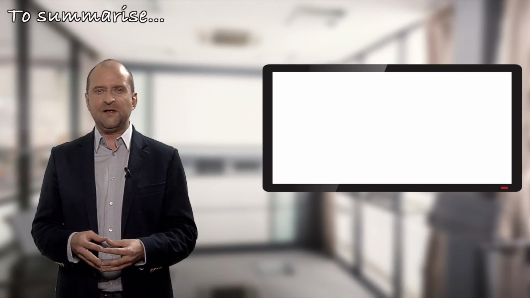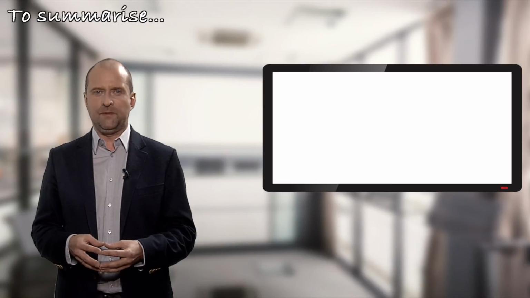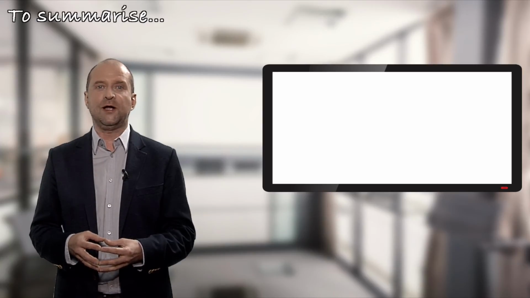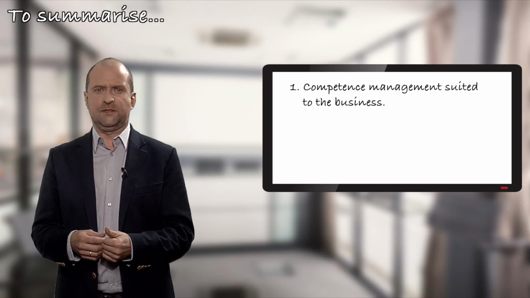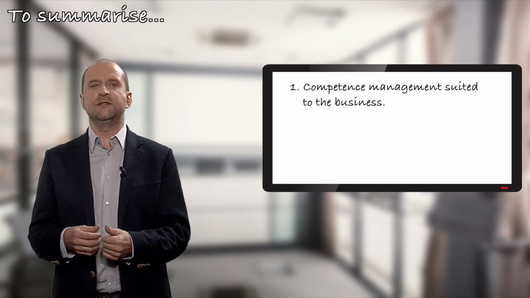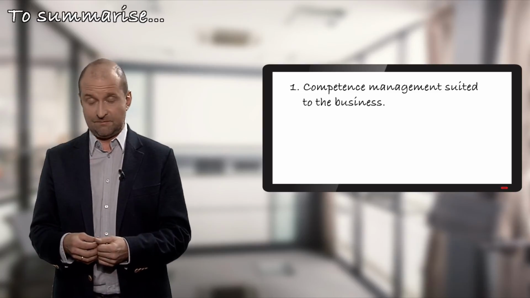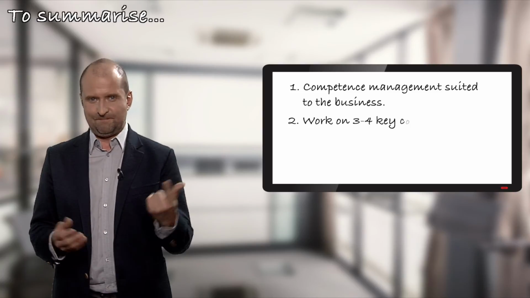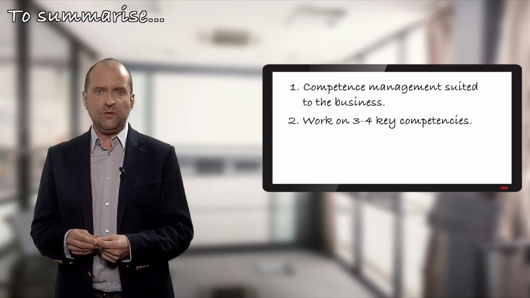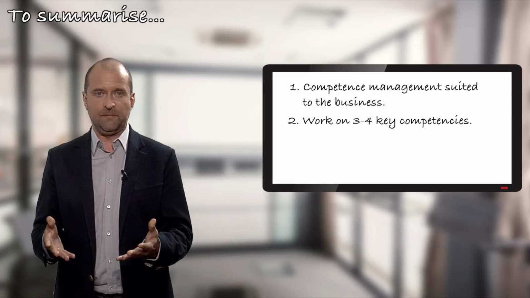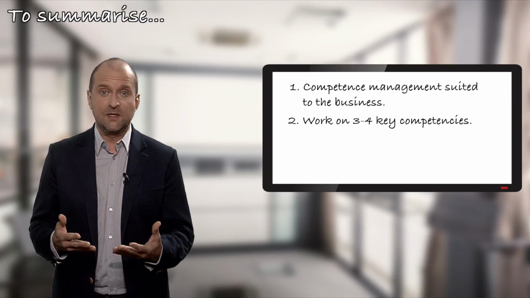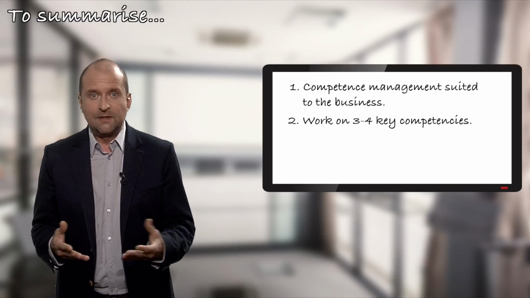Time for a summary. Let's see what benefits come from understanding competence management in an agile way. Firstly, adjusting competence management to changing business needs and requirements. Secondly, the choice of 3 or 4 competences on the basis of aims and tasks will enable more effective development and will involve supervisors to a higher extent.